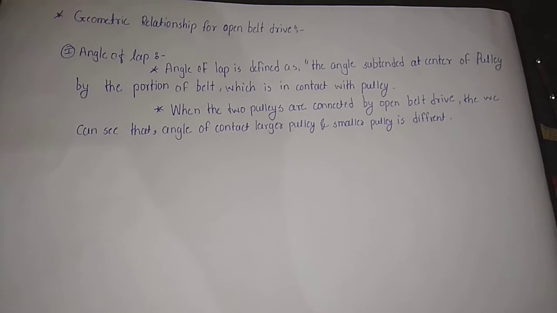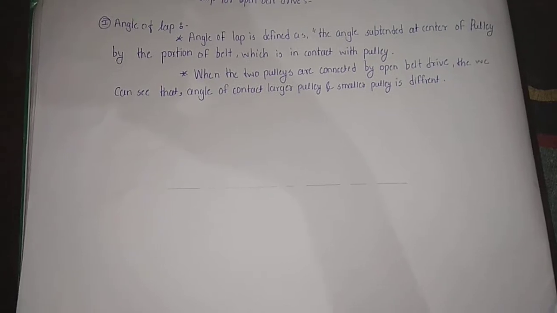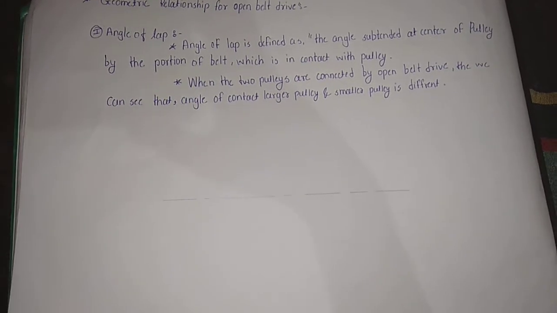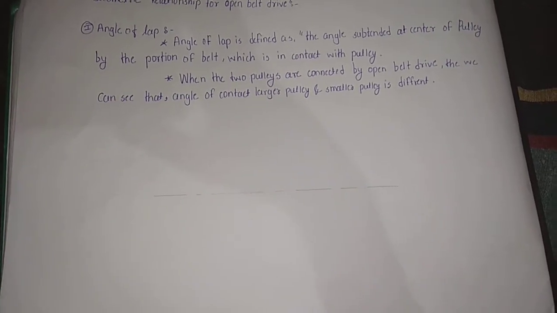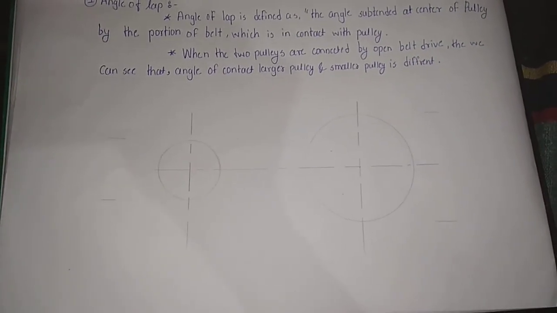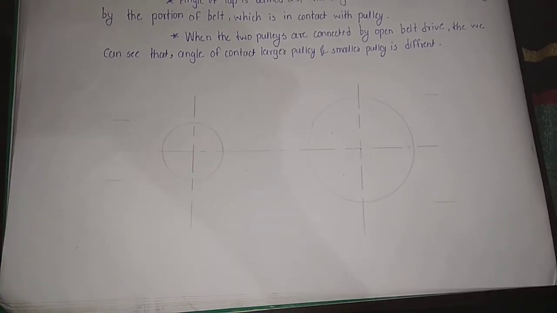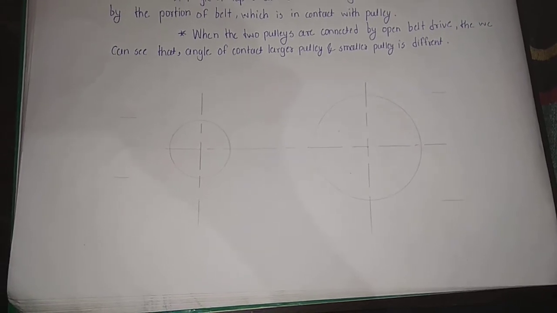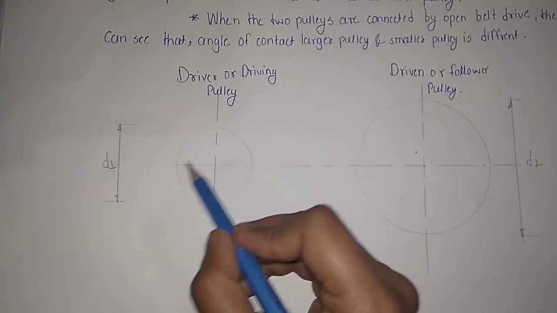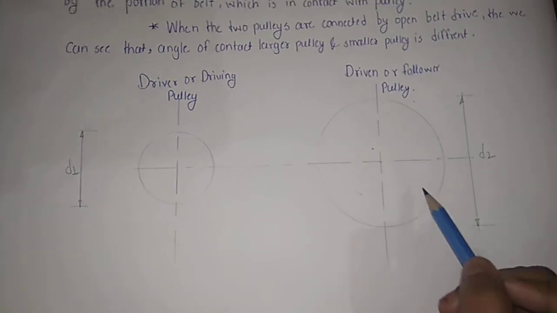First we draw the geometric relationship for the belt drive. First, draw the center line of the two pulleys. Then draw the smaller circle and the larger circle, and give the circles particular names. The smaller pulley is the driver or driving pulley, and the larger pulley is the driven or follower pulley. The diameter of the smaller circle is D1 and the diameter of the larger circle is D2.